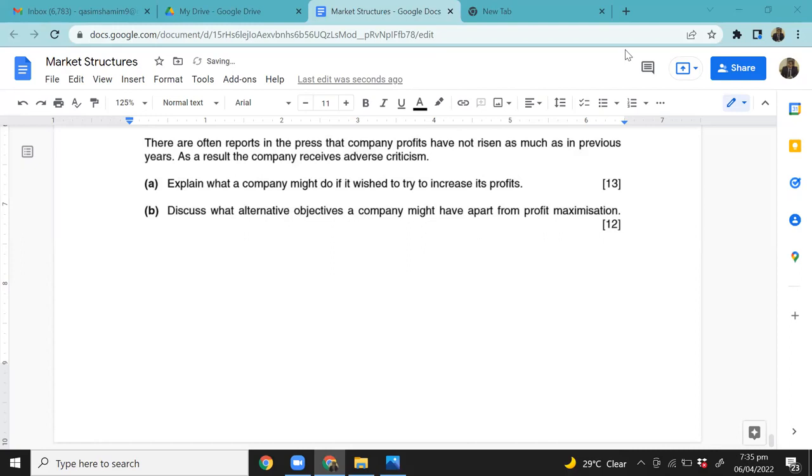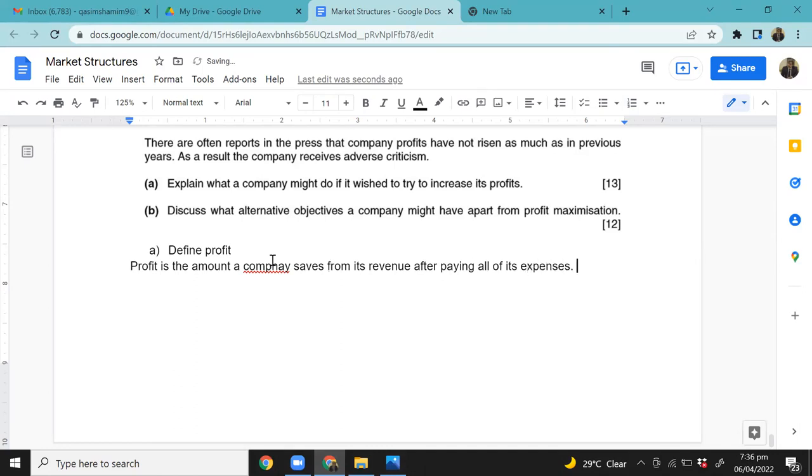What a company might do if it wished to increase its profit, right? Now, first of all, what you will do in this question is fairly simple. You will define profit, right? So what is profit? Profit is the difference between revenue and cost, right? So profit is the amount a company saves from its revenue after paying all of its expenses, right?